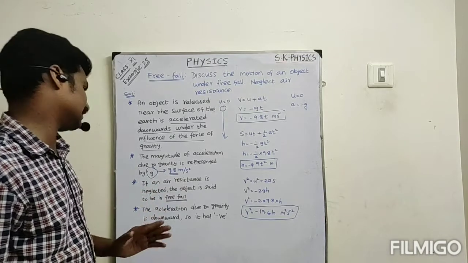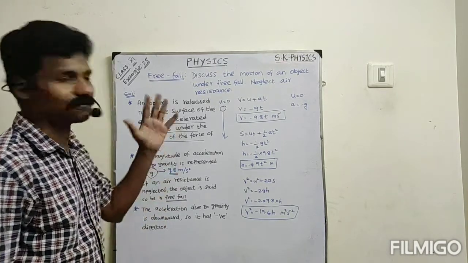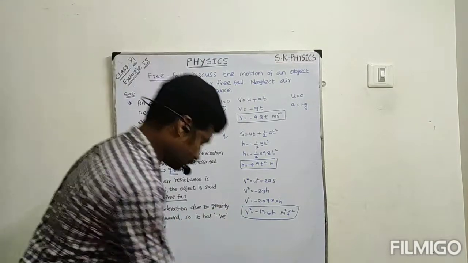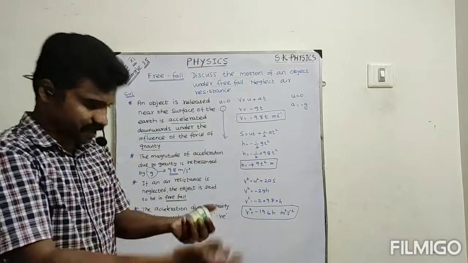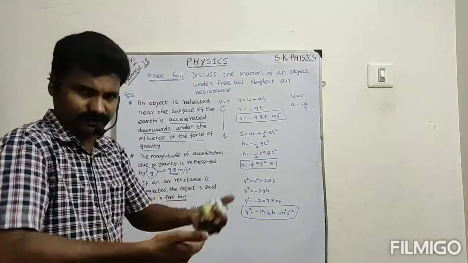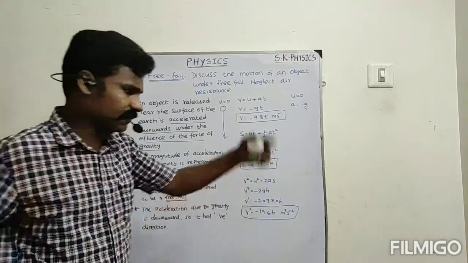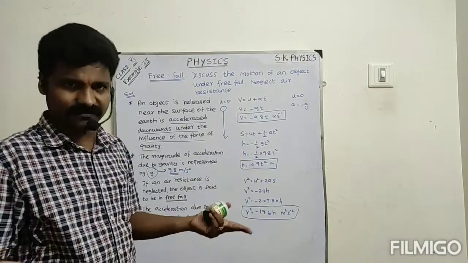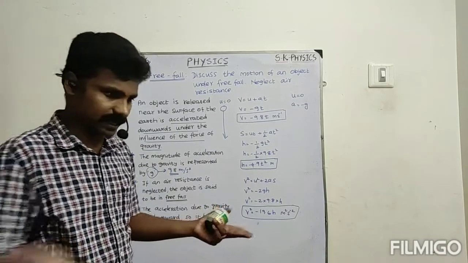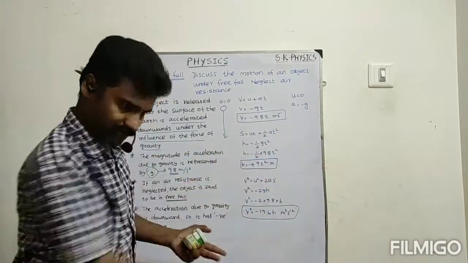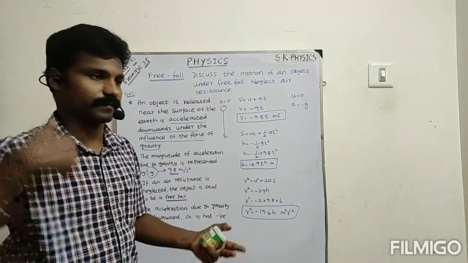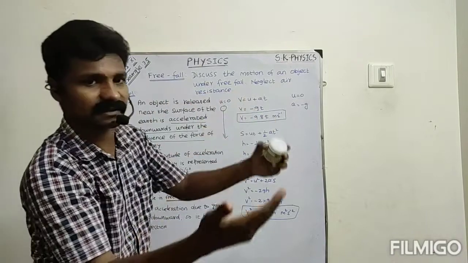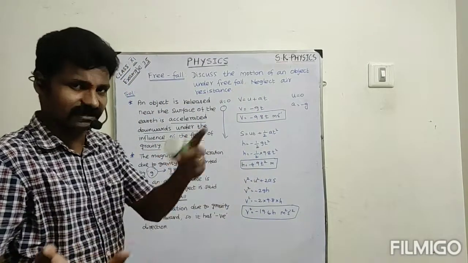Next, if air resistance is neglected, the object is said to be in free fall. That is the meaning of free fall. Whenever we leave the object, a little bit of air resistance is there. Even when we move here and there, air resistance is there. When I move my hand, or throw something, air resistance is there. But we don't bother about it because we neglect it.